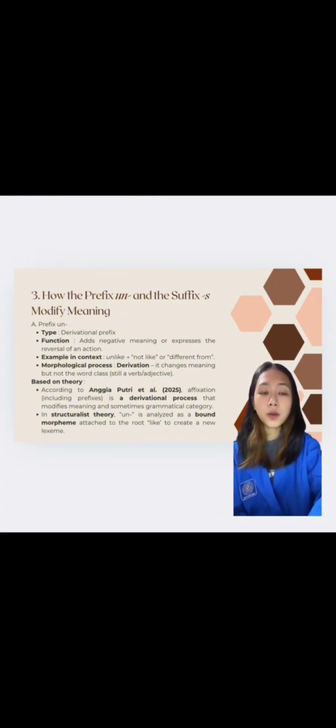Based on theory, number 1, according to Angia Putri et al. 2025, affixation, including prefixes, is a derivational process that modifies meaning and sometimes grammatical category. And for the second, in structuralist theory, "un" is analyzed as a bound morpheme attached to the root "like" to create a new lexeme.